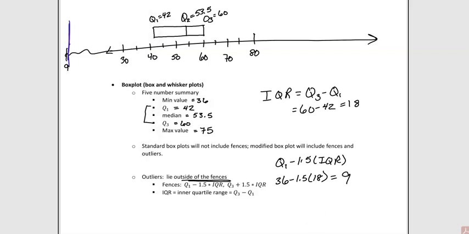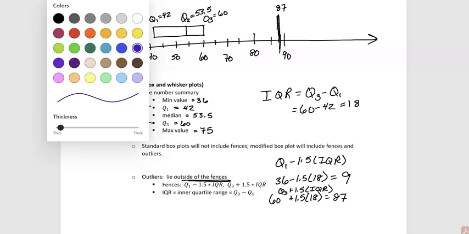And then to find the upper boundary, I'm going to take quartile 3, which is this side. Think about your box like a house, and I'm sectioning off my house. And I'm going to add 1.5 times the IQR. Quartile 3 was 60. So quartile 3 plus 1.5 times the IQR. So I've got 60 plus 1.5 times the 18. And that's going to give me 87. So that fence would live over here at 87. Let's do that in a different color too.